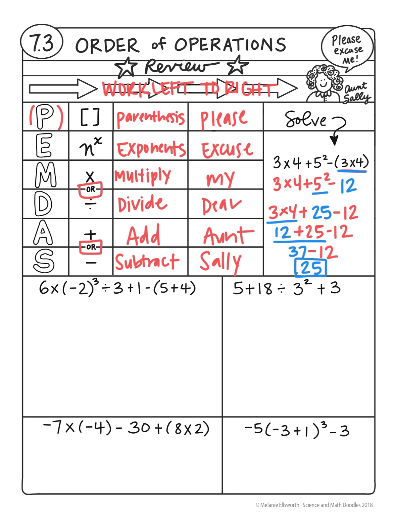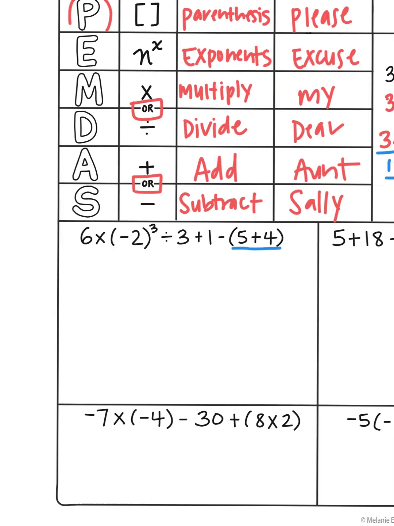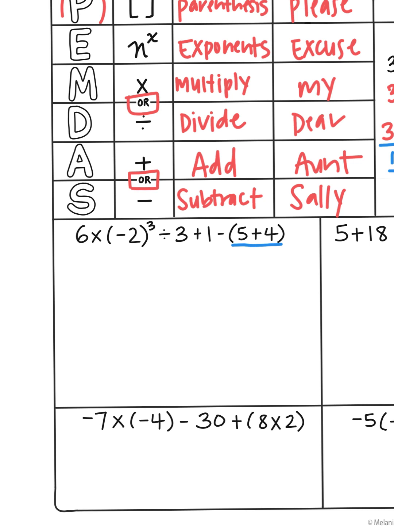This one has a lot. So we're going to underline the thing that we're going to do first. Don't be confused by what you see. What will I underline? 5 plus 4. Just because that -2 is inside parentheses, there is not an operation inside the parentheses. So it might look like you have a parenthesis there, but you're not doing anything with it yet. Okay, so what is 5 plus 4? 9. Bring everything else down around it.